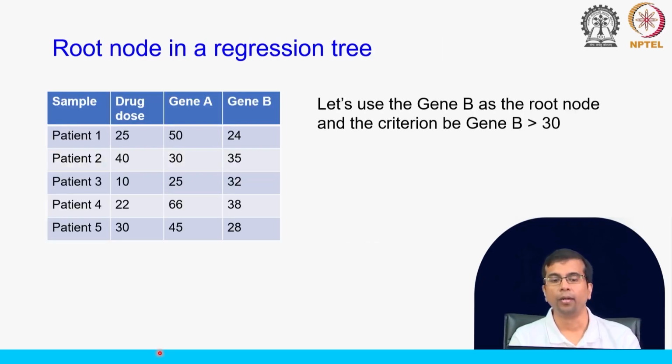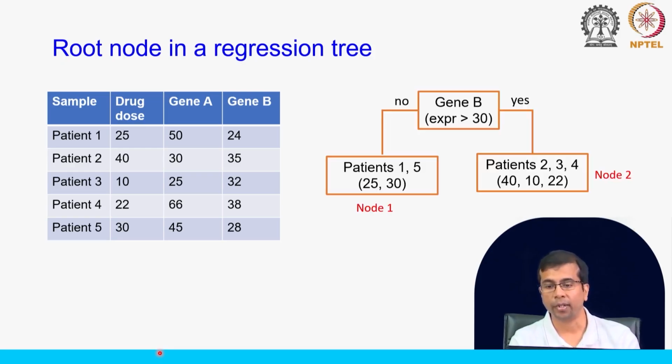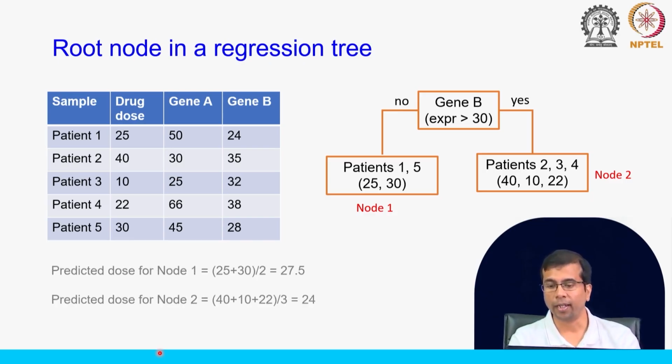Now, let us use gene B as the root node, as before, and let the criteria be gene B greater than 30. We keep the criteria the same as before, and we have a similar tree structure. Again, we have replaced the cancer type information with the drug dose values for these patients. And we can again calculate the predicted dose for node 1 as the average value of 27.5 and 24.